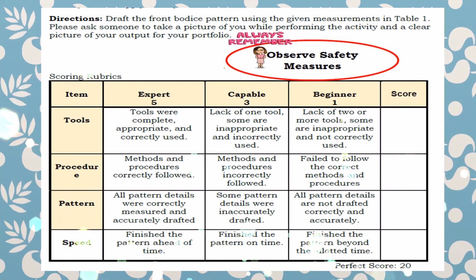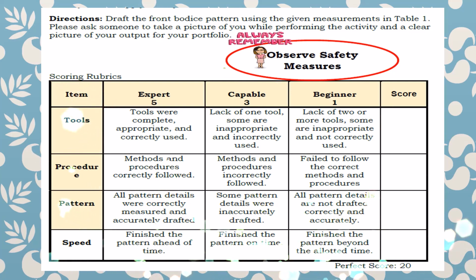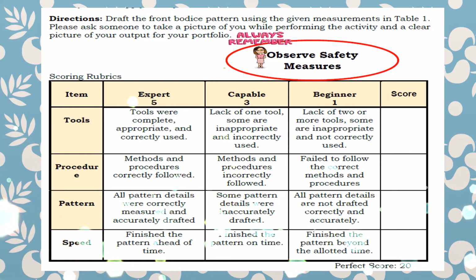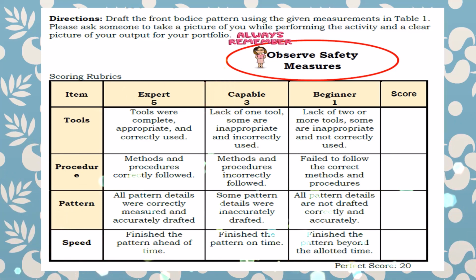For the performance task, draft the front bodice pattern using the given measurements in Table 1 or the measurements that you already have. Please ask someone to take pictures as you perform the activity, and a clear picture of your output for your portfolio. Always remember to observe safety measures. These are the rubrics, and the perfect score is 20.